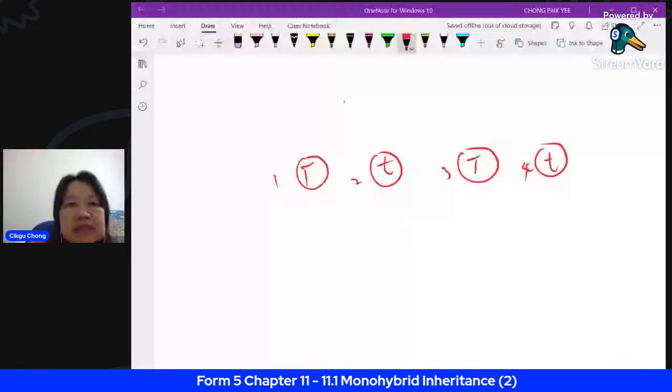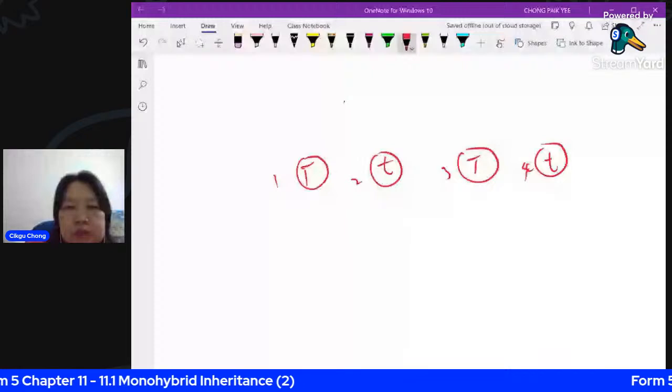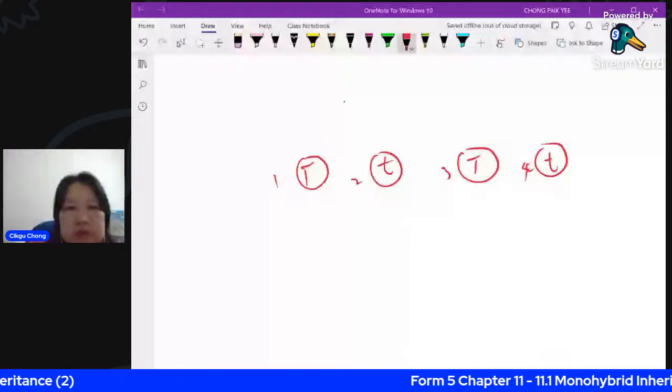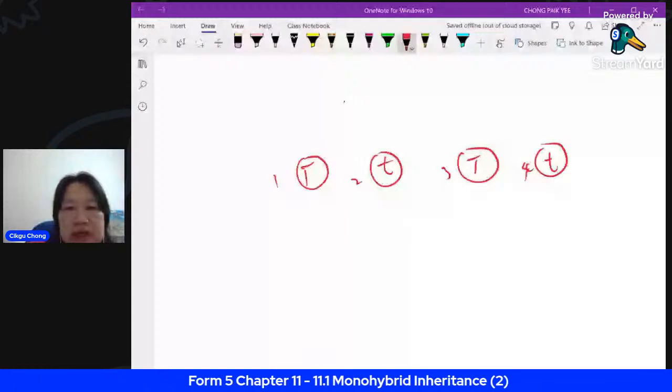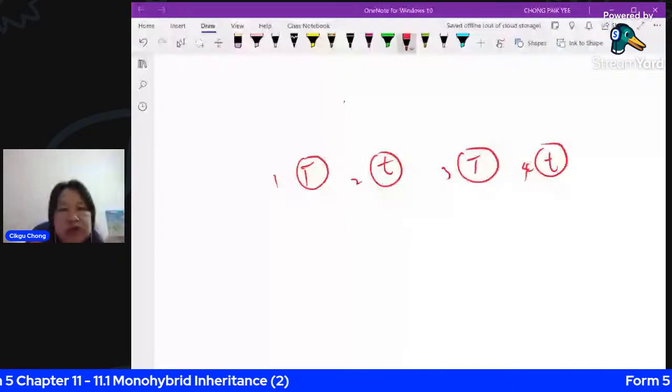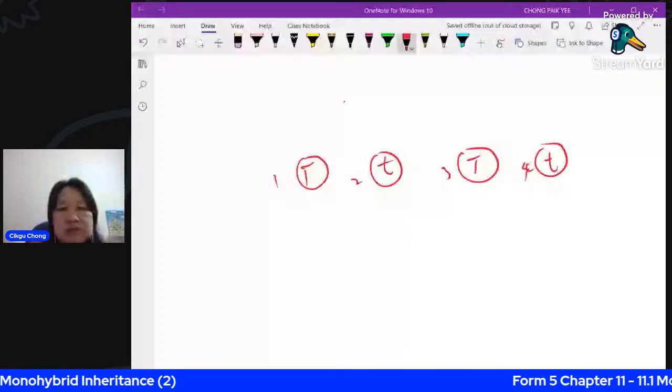You put it here. You draw a square. You see, big T is from one individual, the small t from another individual. So you just combine them and put them together. From the top and from the left, you join up, you get capital T. So here in F1, they are all tall. Big T, small t, all combined together, you get this one.